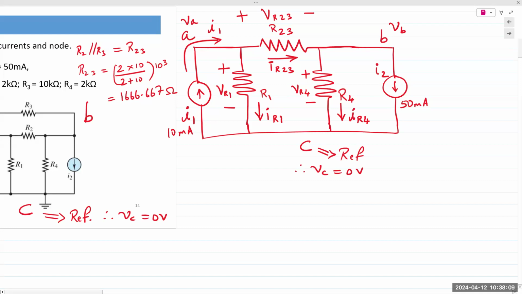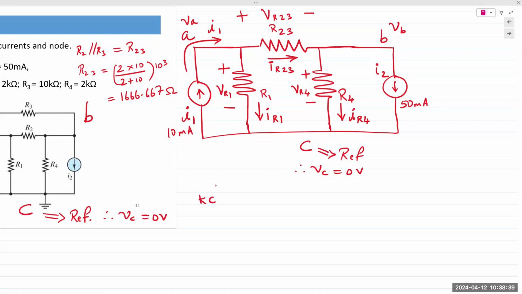The logic to choosing which node to apply is to look at the connections. How many connections do you have at a node? Those will be the number of terms you will have in your equation. So I have three connections at A and B, I will have three terms in my equation. I have four connections at node C, I will have four terms in my equation. And so I'll choose A and B.